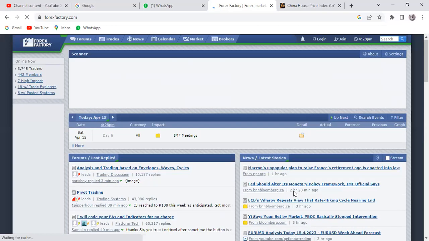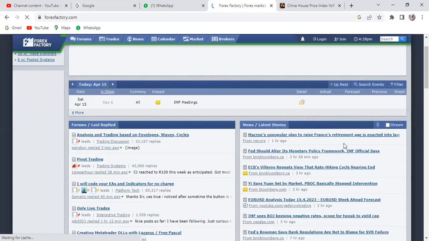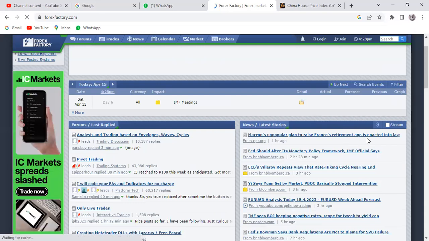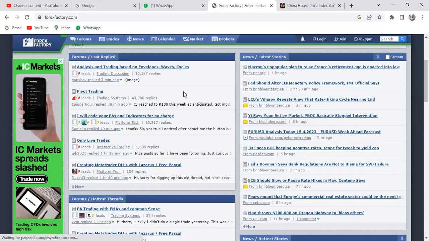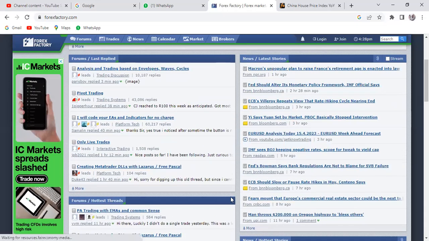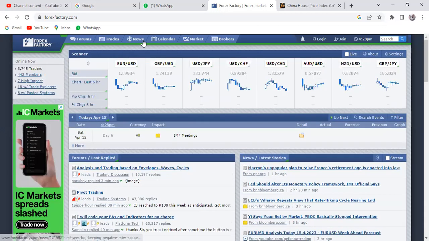Look at it. Macron's unpopular plans to raise France's retirement age enacted into law. So I love this. The headlines are so catchy. ECB shot to slow or pause rate hikes in May. Nice. It's just for headlines, and you can check the chart too if you want.